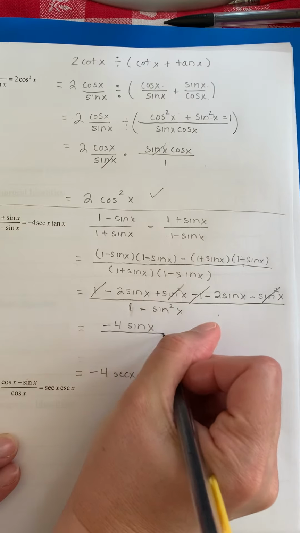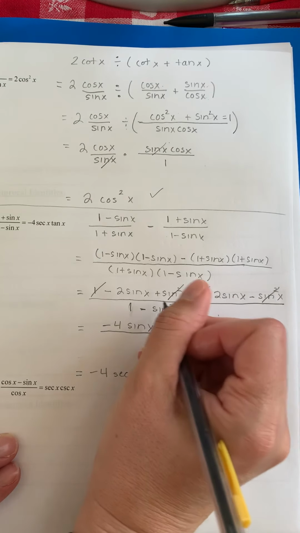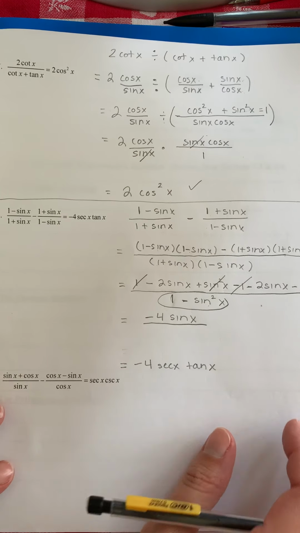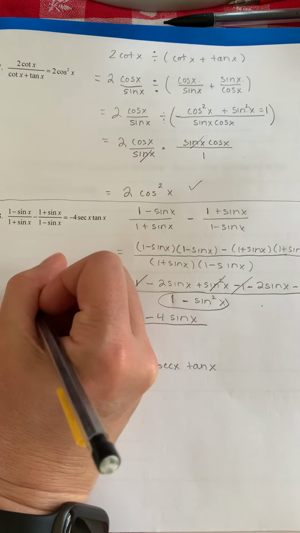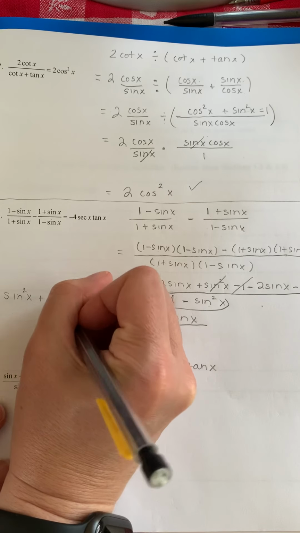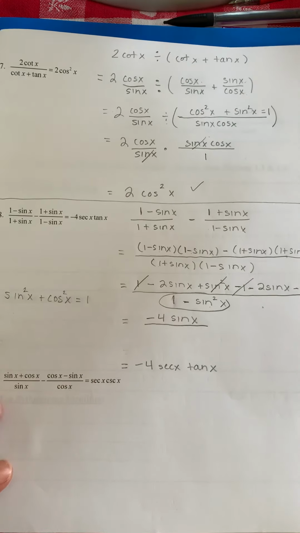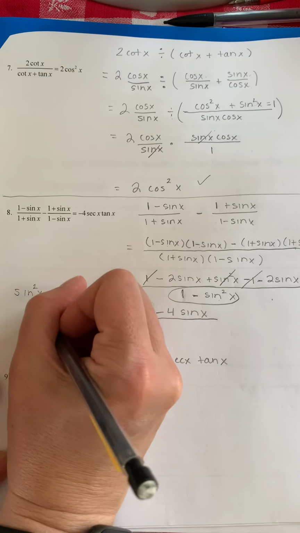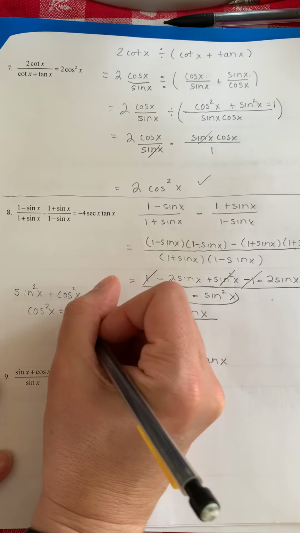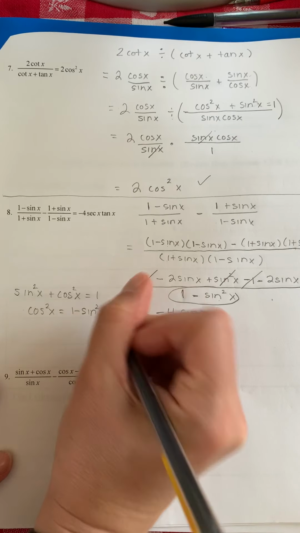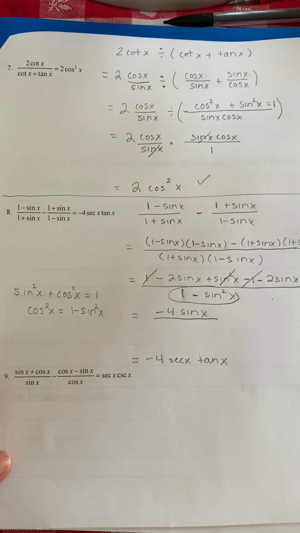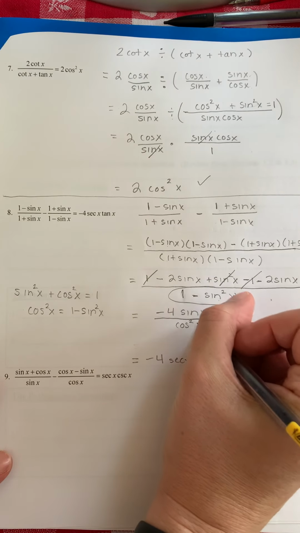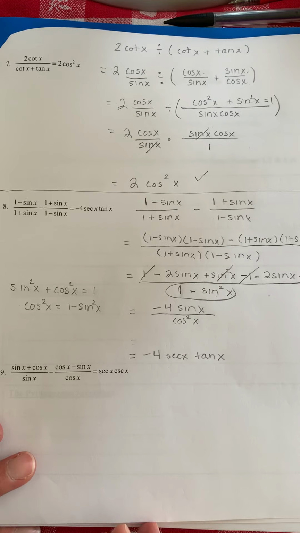And then we need a Pythagorean identity for this denominator right here. So if we go off to the side and remember that we have sine squared plus cosine squared is equal to 1, we can rearrange this and see that the cosine squared is 1 minus the sine squared expression. So we're going to replace that denominator with cosine squared. So we're pretty much there.